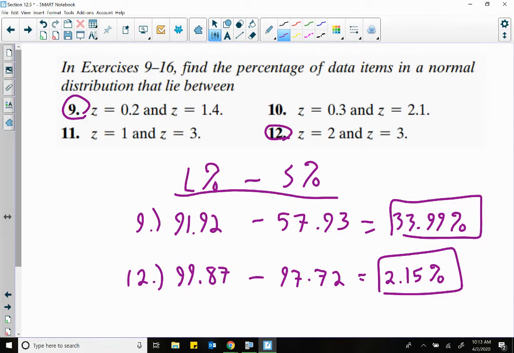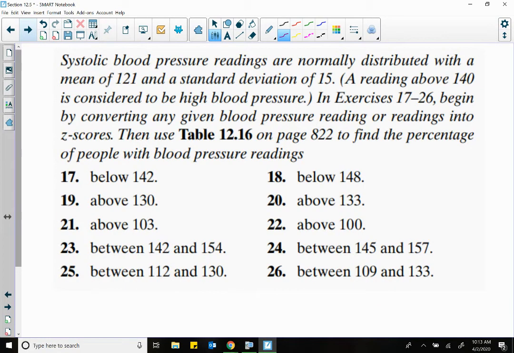So there's one last problem I want to show you because I know they're going to throw this at you in the homework. In here it says systolic blood pressure readings are normally distributed with a mean of 121 and a standard deviation of 15. Right here it tells you what to do. Begin by converting any given blood pressure reading or readings into z-scores. That's the big difference between what we did a second ago. So you convert these numbers into z-scores, and then you're right back to what we just did, where it tells you if you're above, below, or between.